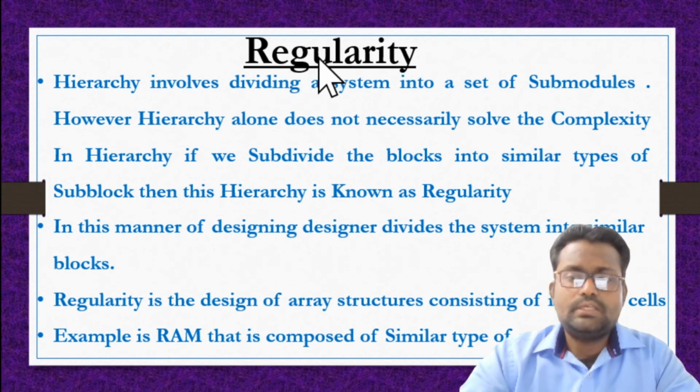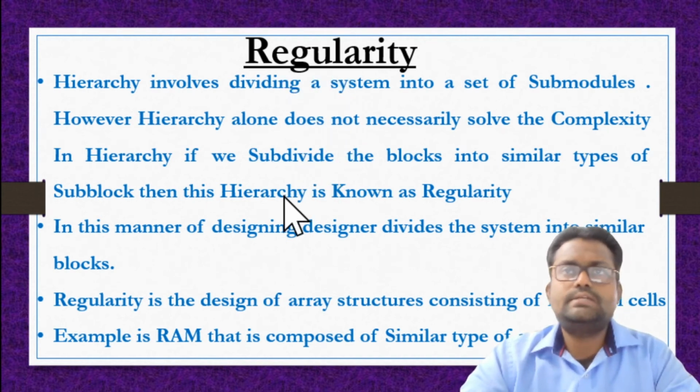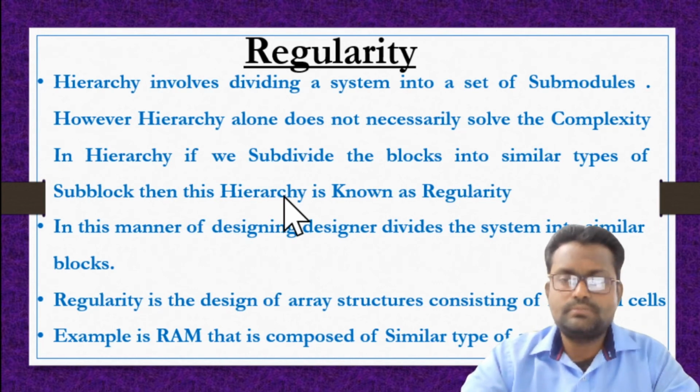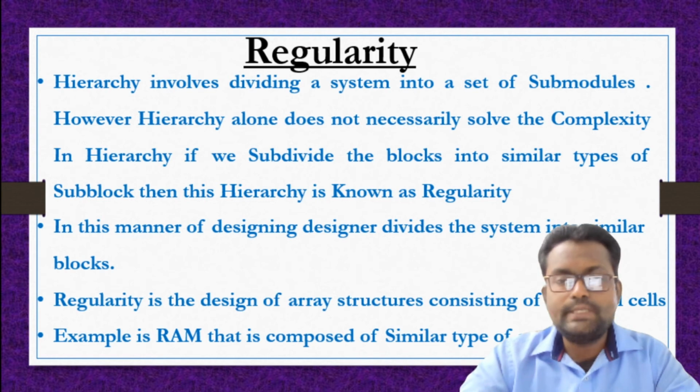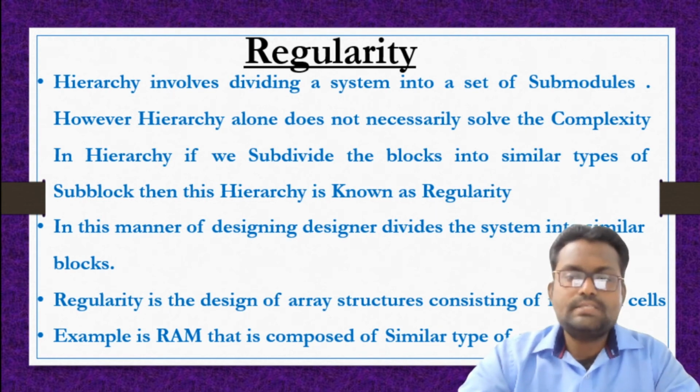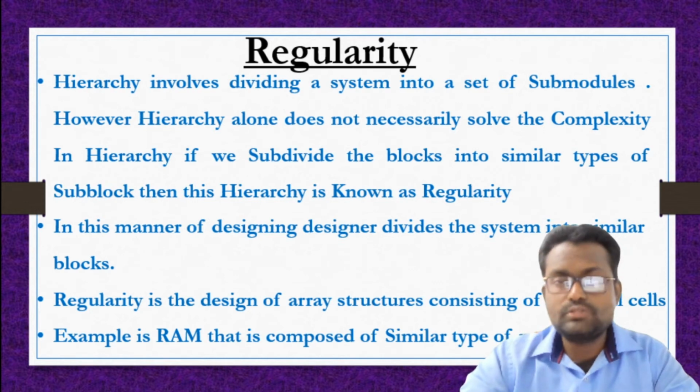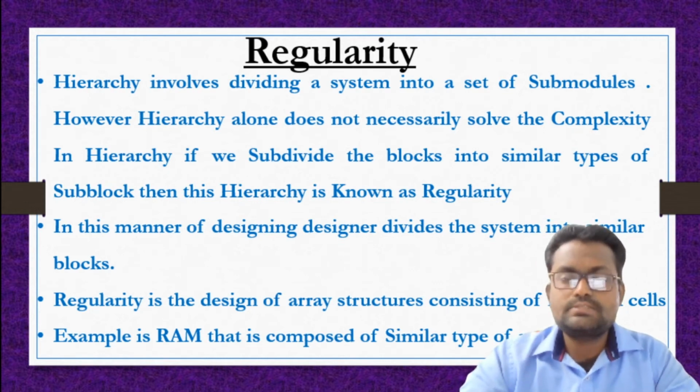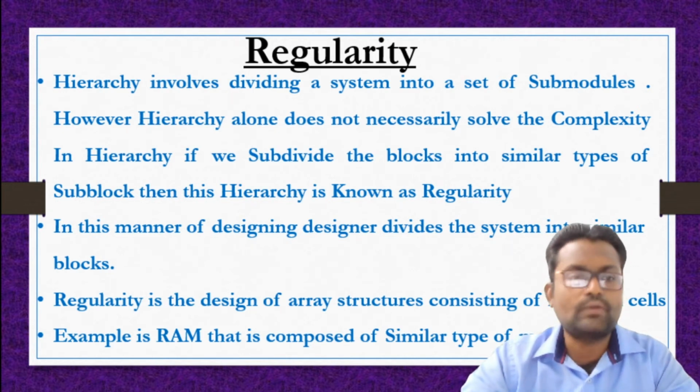Now in regularity we divide a system into subsystems, the same as we did in hierarchy, but here the certain criterion is that the elements, that is the modules and submodules, are of similar type. That means for making any system we need to design similar types of elements. This is all about regularity.